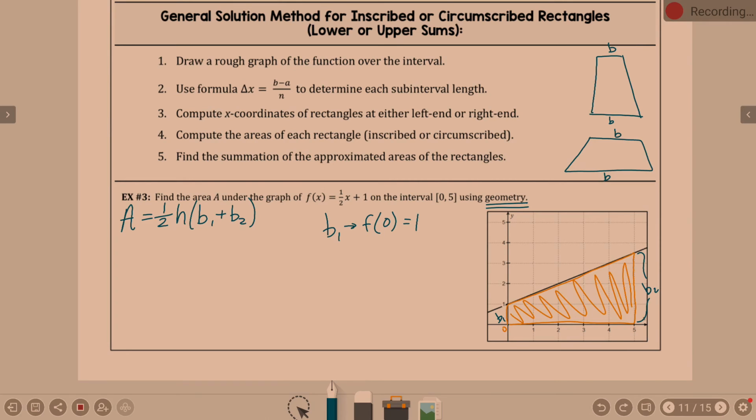Now, what about this one? What is base 2? We could say approximately 3.5, but is it that exactly? Yes. How do I know? Okay, so f of 5. In other words, take 5, put it into the function, and you'll find what that point is, right? Half of 5 is 2.5, plus 1 is 3.5. Or if you prefer, 7/2. I guess in my notes I have 7/2.